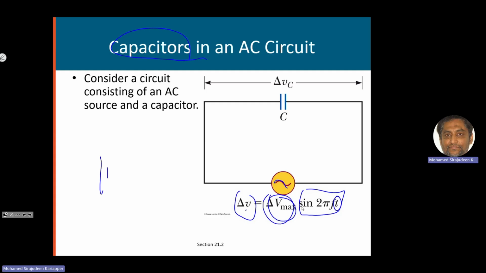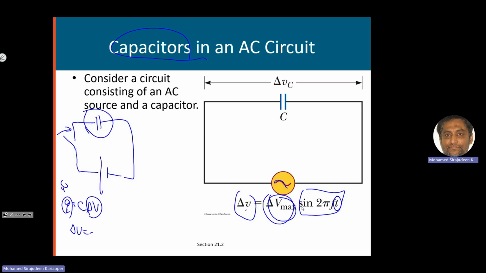Remember, when you had a battery, a DC source, a switch and a capacitor, when you close the switch, what happens? The potential difference across the capacitor, does it become the battery's voltage? No. How do you get the potential? The charge builds up here, right? What is the charge initially? Because Q is equal to C delta V. Initially, the charge is 0. So the potential difference will be 0, right?